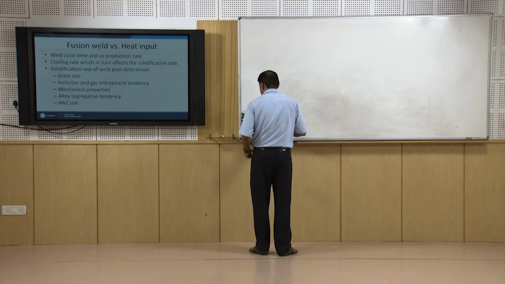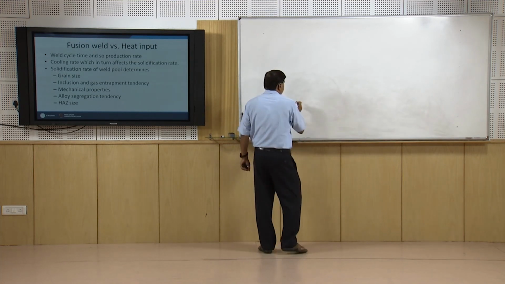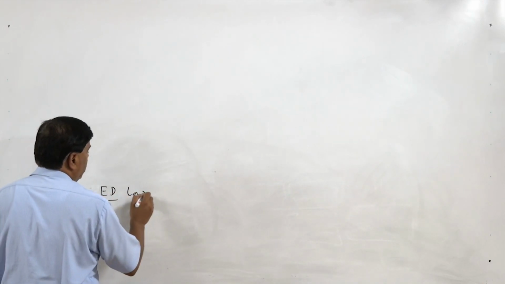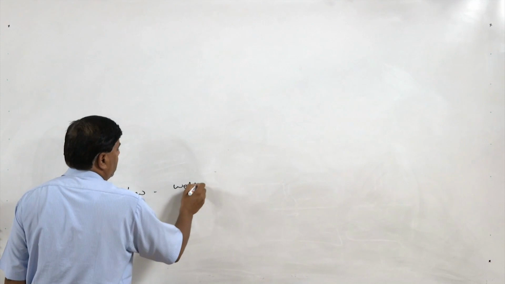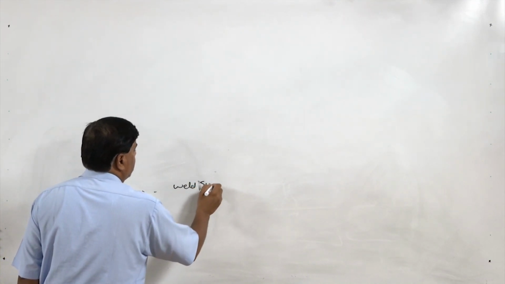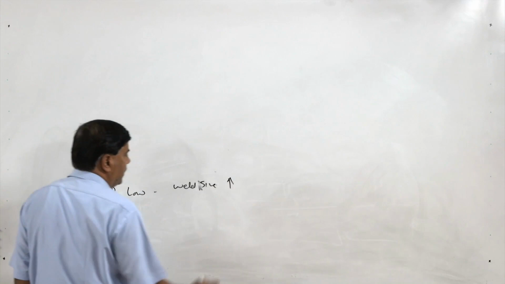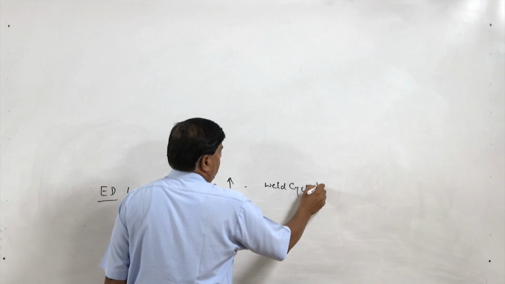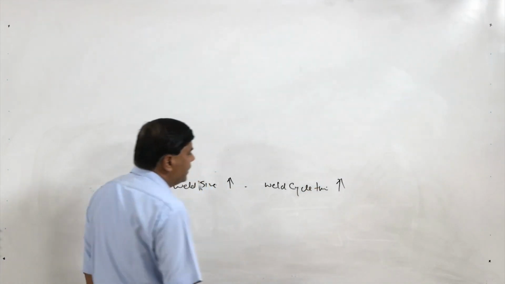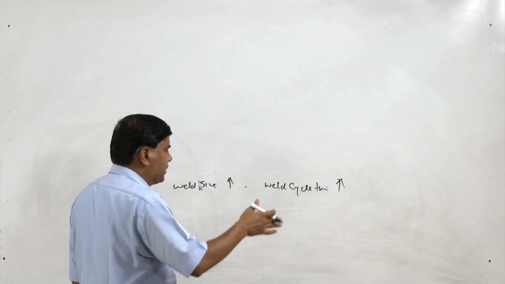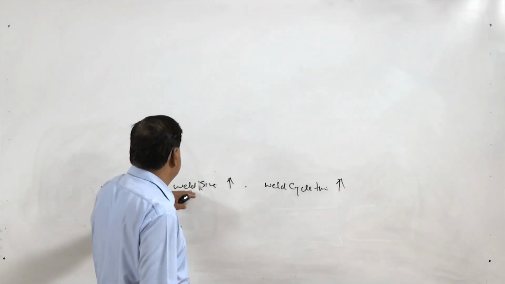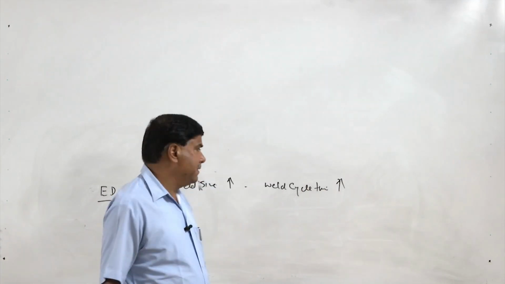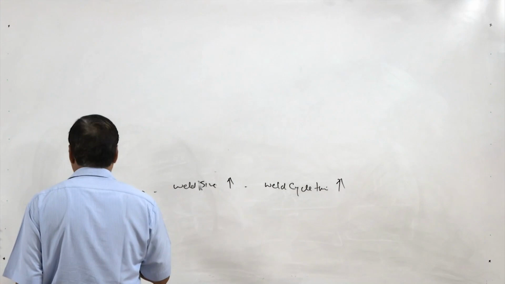So, we will see that when the energy density is low, the weld size is big, and your weld cycle time is long. So this delays the production process as a whole. The weld size is large, with longer solidification time, so it delays the weld cycle when the energy density is low.